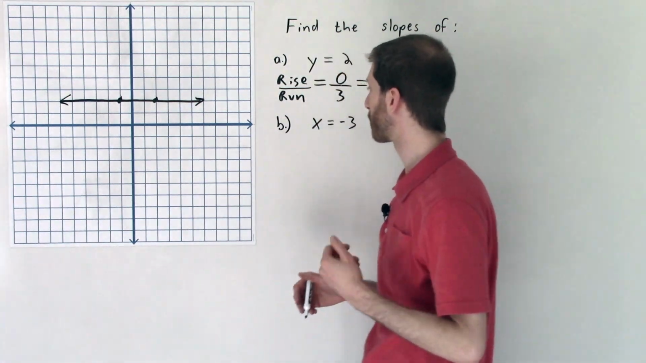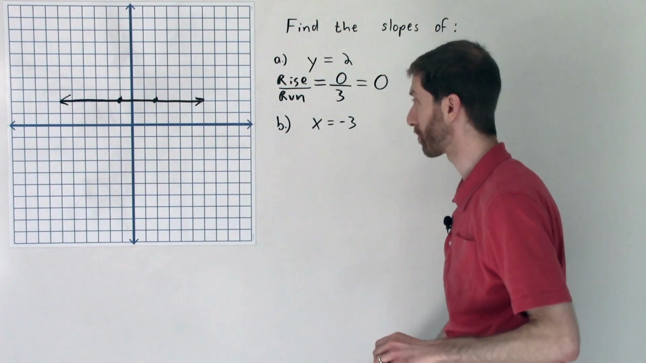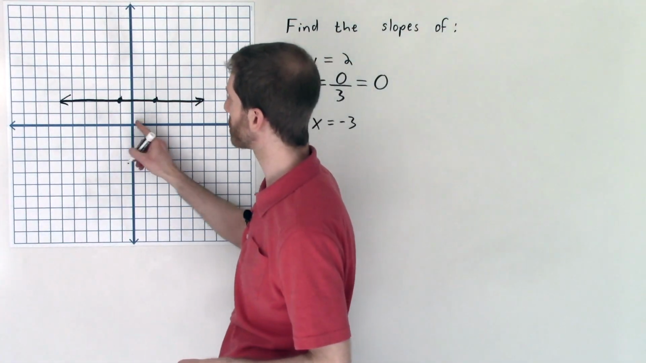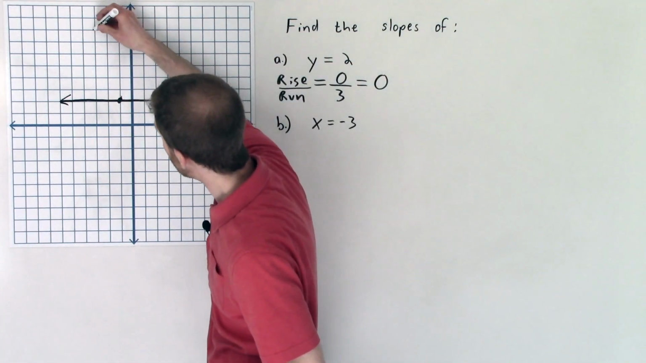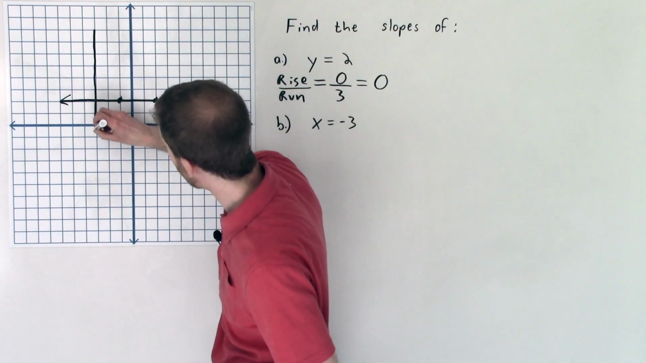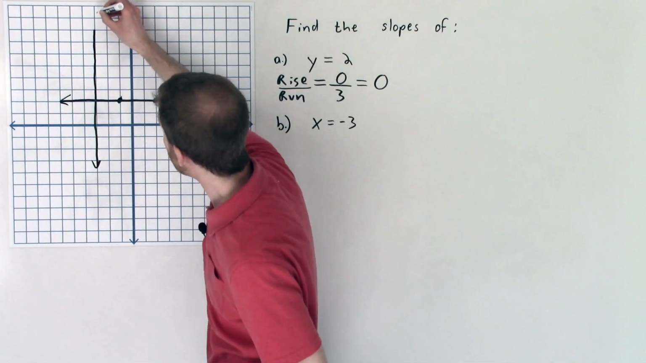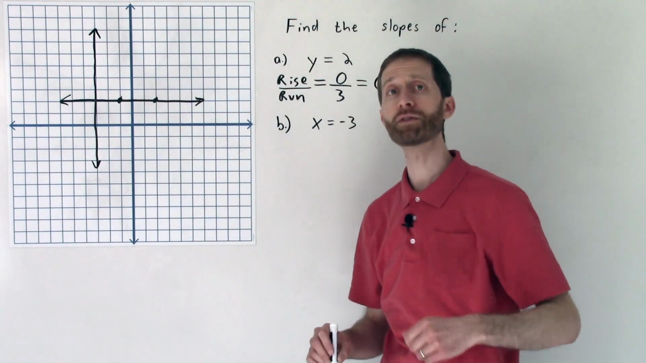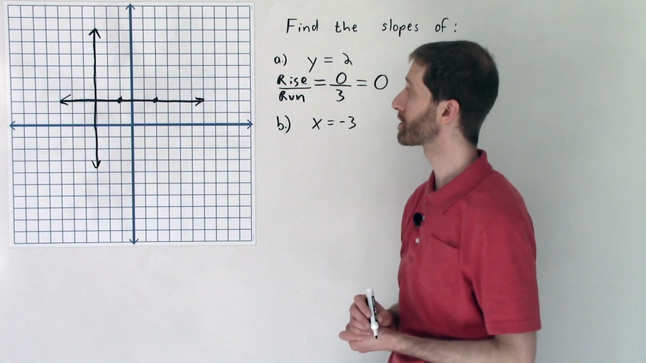Okay, so now let's look at a vertical line. Let's look at x equals negative 3. So if I look at x equals negative 3, I'm going to keep that original line on here. X equals negative 3 is the vertical line through the x value of negative 3. And again, if you're having trouble seeing how to graph x equals or y equals, look at my previous video on how to graph horizontal and vertical lines.